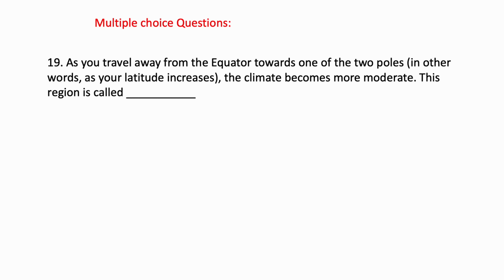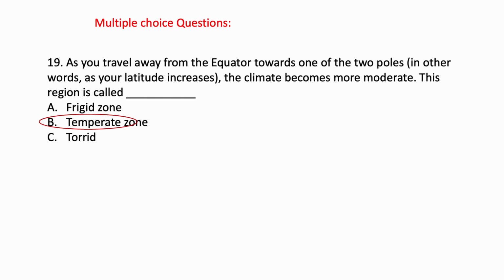Next one, as you travel away from the equator towards one of the two poles, the climate becomes more moderate. This region is called dash. Option A frigid zone, option B temperate zone, option C torrid zone. Which is the correct answer? Option B, temperate zone. The two regions between the Tropic of Capricorn and the Antarctic Circle, or the Tropic of Cancer and the Arctic Circle, they are called temperate zones.